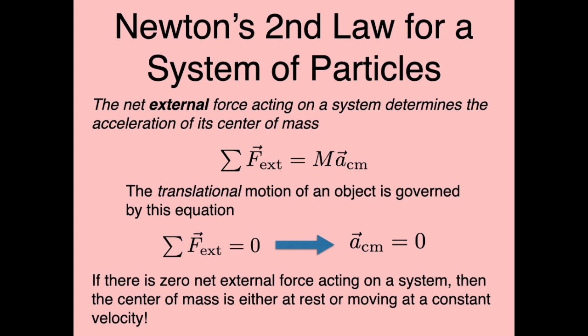So let's look at a specific case. If the net external force, the sum of external forces, goes to 0, our equation on the top of the slide immediately implies that A_CM, the acceleration of the center of mass, is also 0. So if we have a system that doesn't have any outside force acting on it, then the center of mass is not accelerating. That means it could be at rest, or it could be moving at a constant velocity. But we know for sure it's not accelerating if there's no outside force acting on the system.